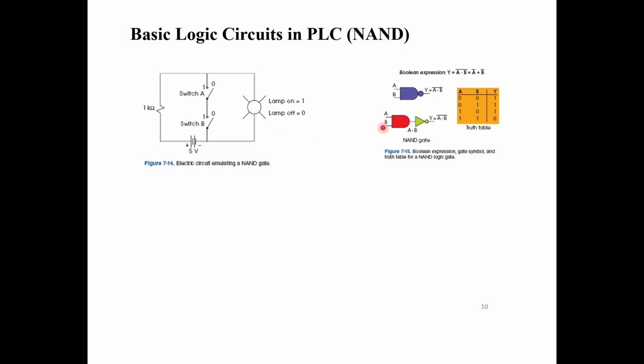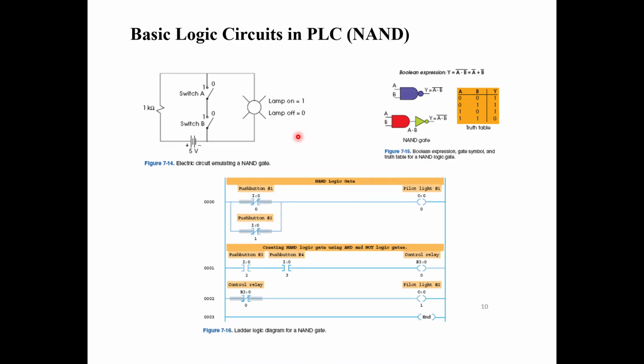If you use a NAND gate, it is basically AND plus a NOT gate. So if you use an AND gate plus a NOT gate, then you will get a NAND gate. Basically, you can use an AND gate driving a control relay, an internal control relay, and then you use it as a NOT to drive this pilot light. Or you can do it in one single line using an OR condition.